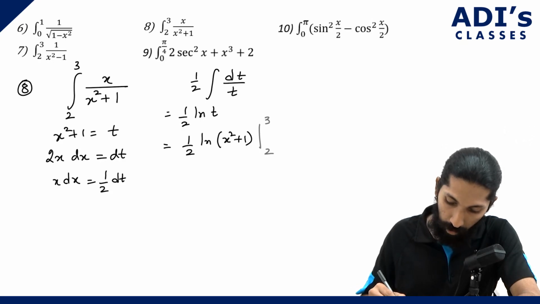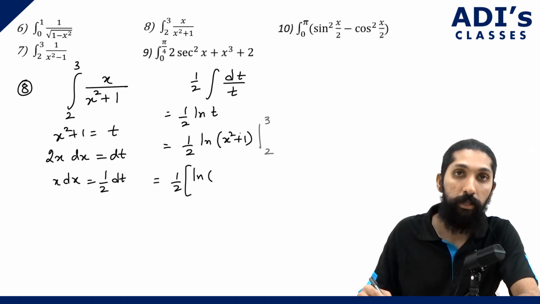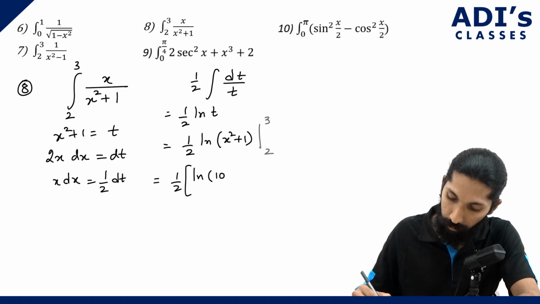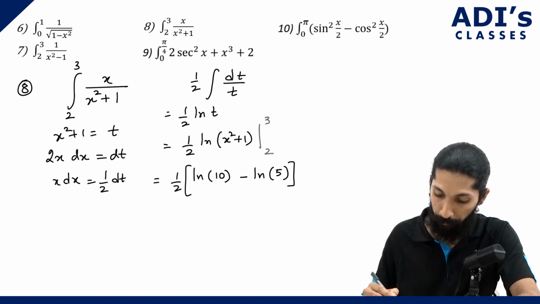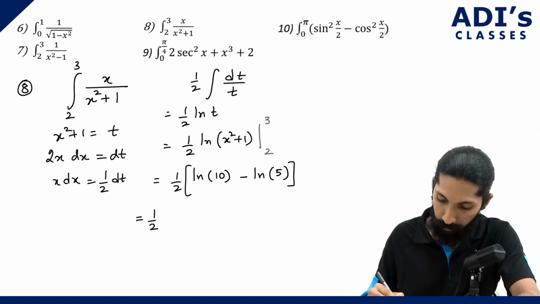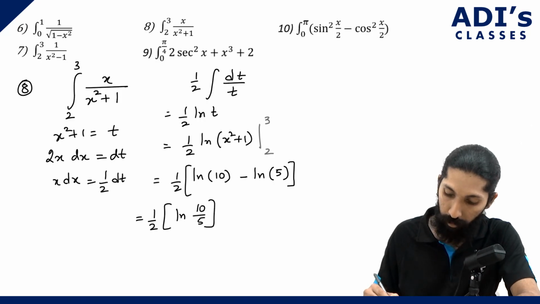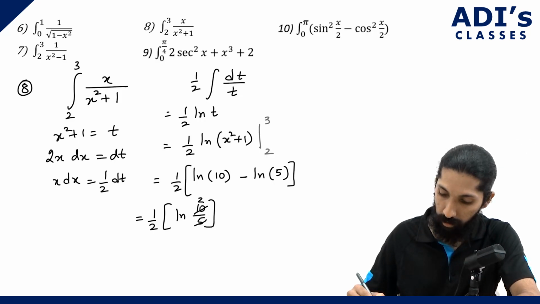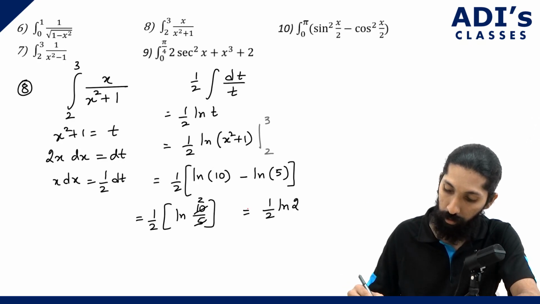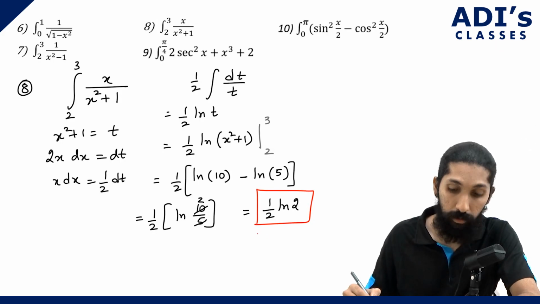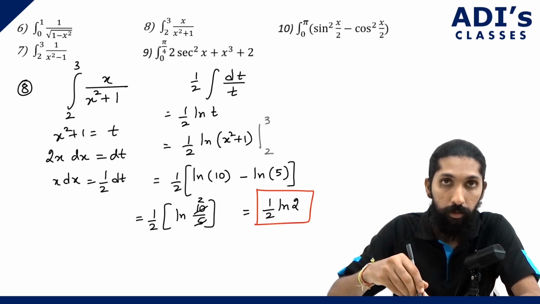So this is going to be half of log of 3 square, which is 9, plus 1, 10, minus log of 2 square plus 1, which is 5. This is going to be half log of 10 divided by 5, which is 2. So the answer is half log 2. This is going to be the final answer for the 8th question.